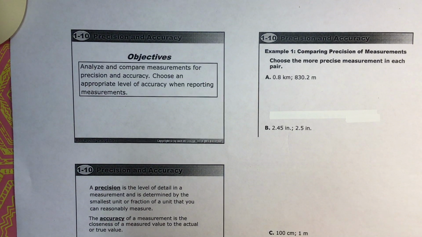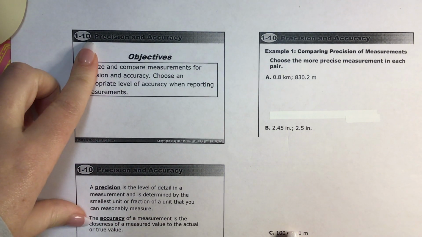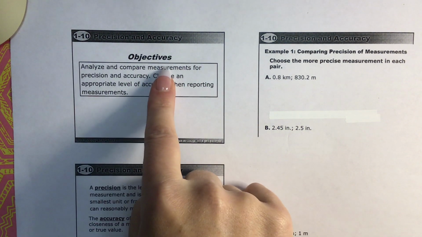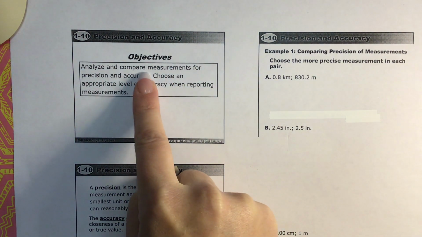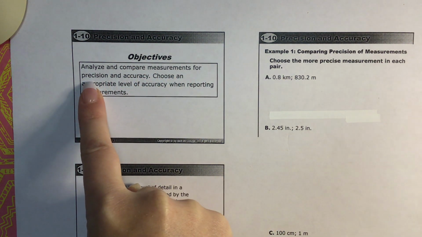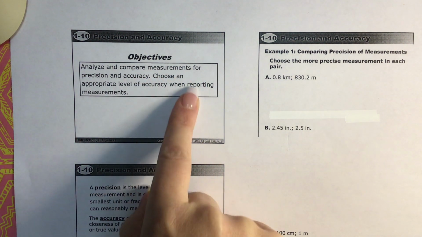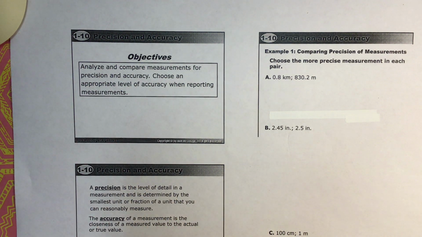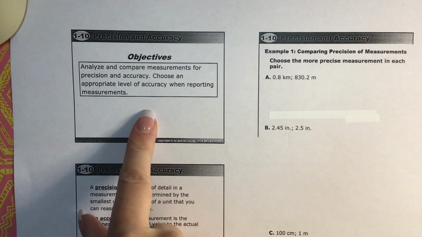So today we are discussing Chapter 1, Lesson 10, Precision and Accuracy. The objectives for today are to analyze and compare measurements for precision and accuracy, and choose an appropriate level of accuracy when reporting measurements. All right, so those are the objectives.